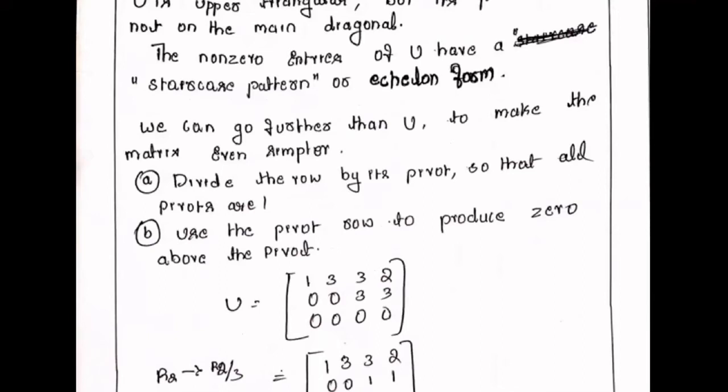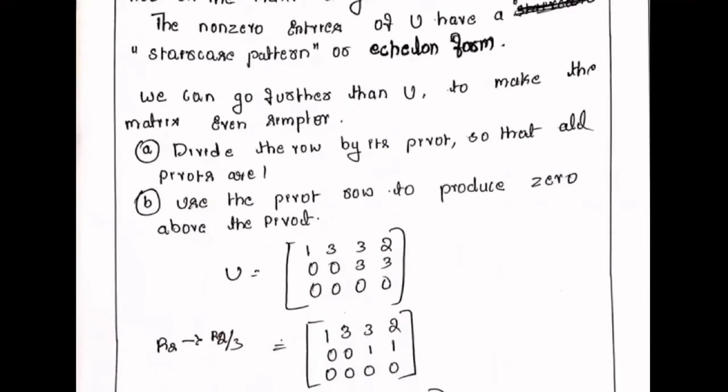Now we can go further than U. To make the matrix even simpler, what we can do is divide the row by its pivot so that all the pivots are 1. Next we are discussing the row reduction. Up to that, it's echelon form. Next is the row reduced method. Divide the row by its pivot so that all the pivots are 1. Previously we had 3, right? So if you divide by 3, it becomes 1. Use the pivot row to produce 0 above the pivot.